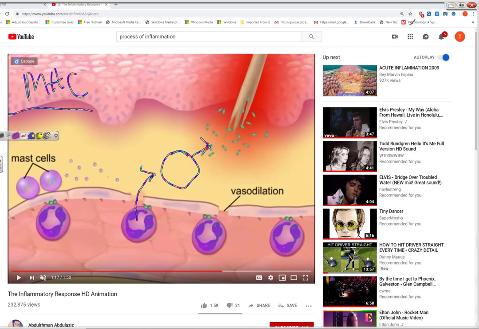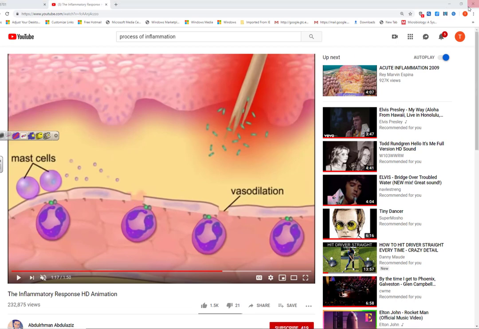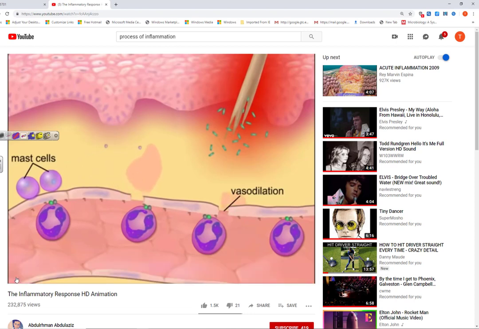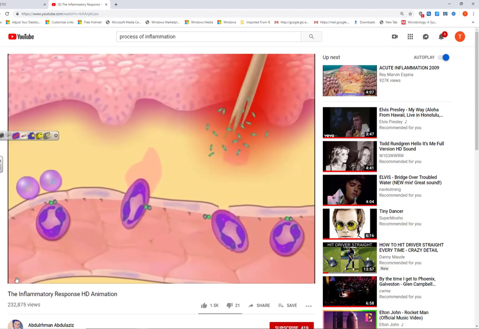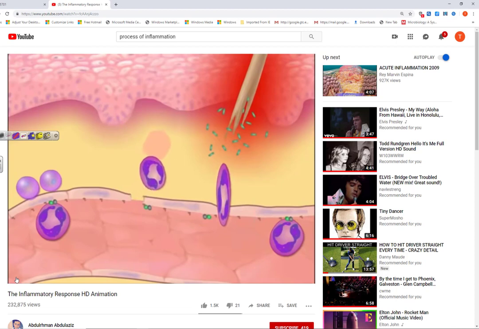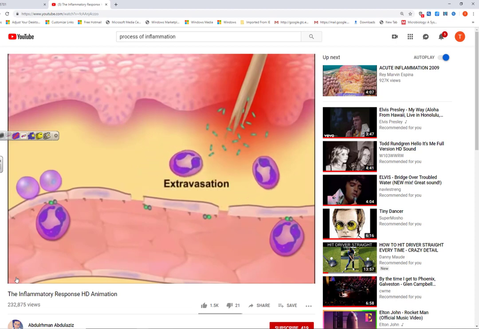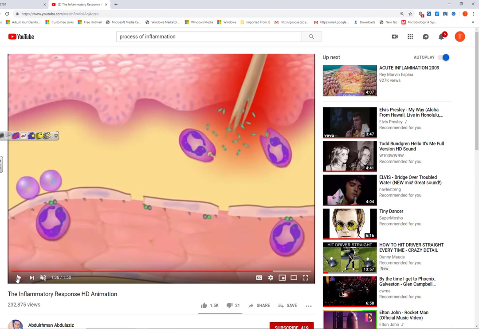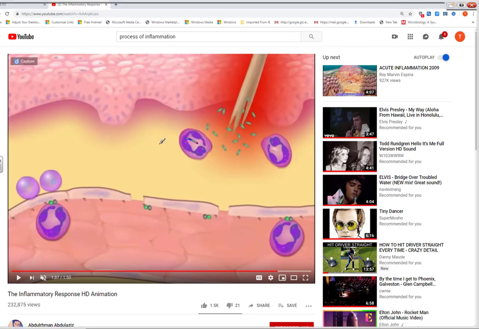Here's the big point. When white blood cells come in contact with pathogens, it's very important, and they're going to come in contact a little bit. There they go. They squeeze through these small cracks. See them eating them? Look at that. When they come in contact with a pathogen, white blood cells release chemoattractants.